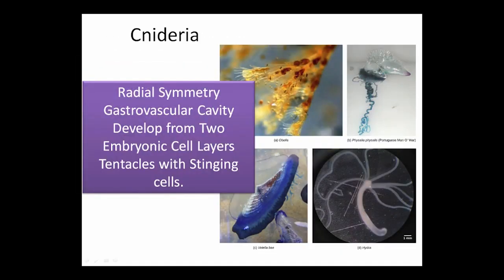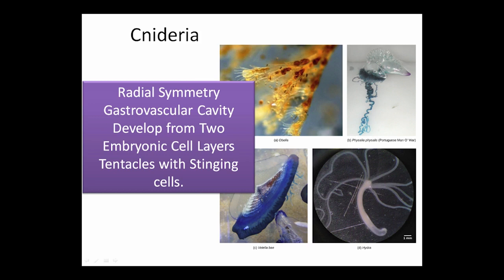Next, we have phyla Cnidaria. Here we see that they have radial symmetry. They have a radial body plan. They do have tentacles. They all have some form of tentacles. Your jellyfish and sea anemone and hydras fall into this group. Your Portuguese man of war is a colony made up of many different cnidarian organisms.